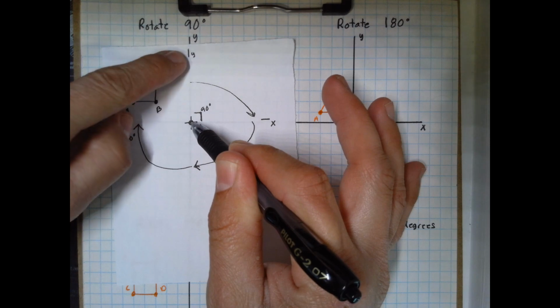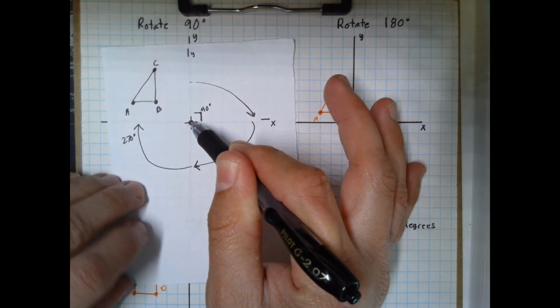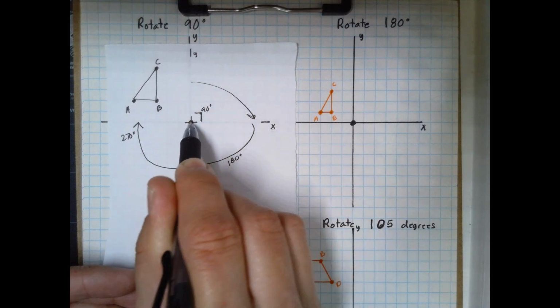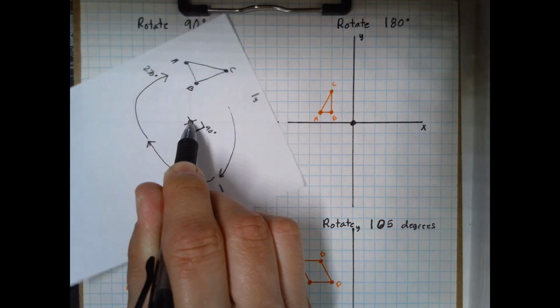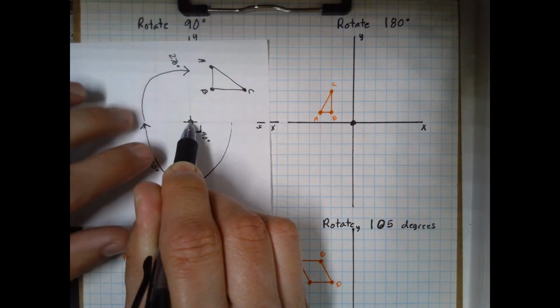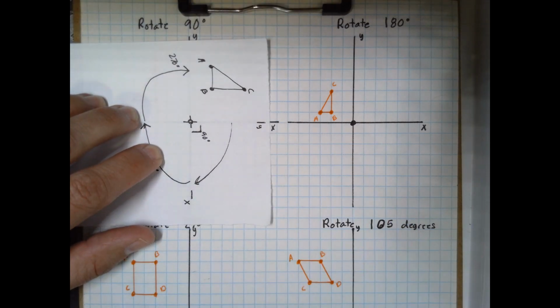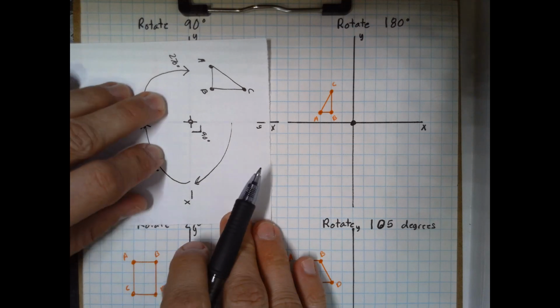And what I'm going to do is I'm going to make that y-axis right there line up with my x-axis. So I'm going to hold it in place, and I'm just going to spin it around. And notice now it lines up right here. So I just did a 90-degree rotation. I turned it a quarter turn.